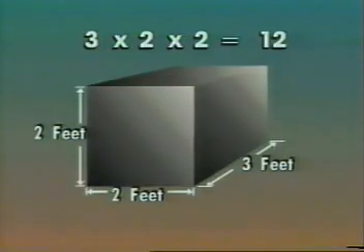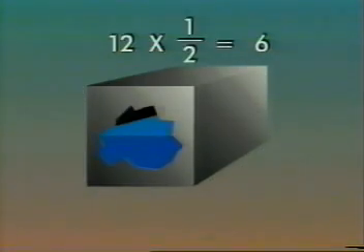The formula for the volume of a rectangular container is length times width times height. In this example, 3 times 2 times 2 is 12. So the total volume or capacity of this tank is 12 cubic feet. If the tank is half full, it contains 1/2 of 12 or 6 cubic feet of liquid.